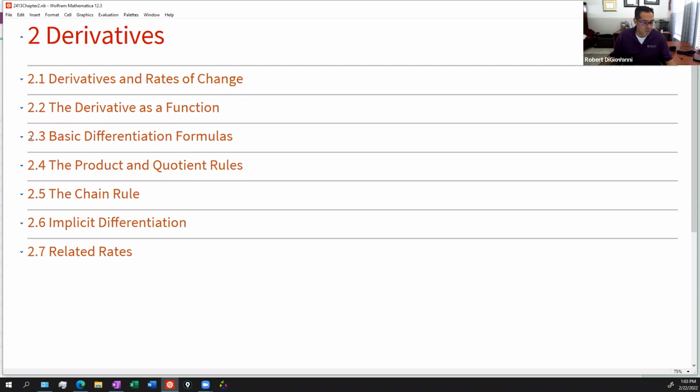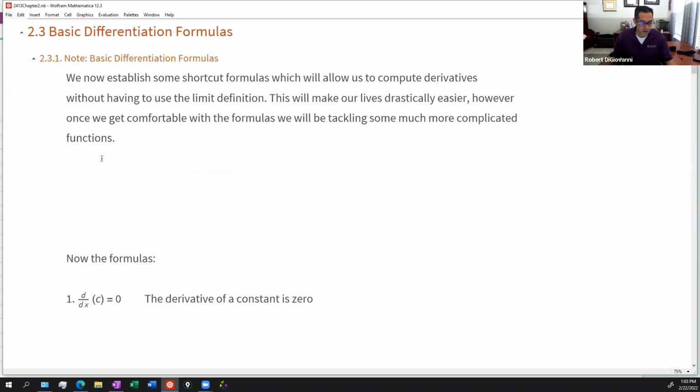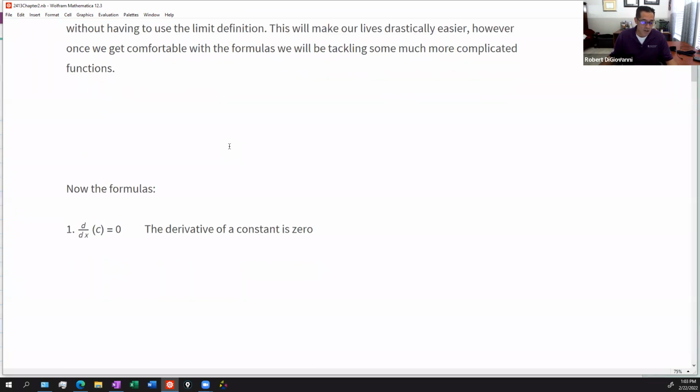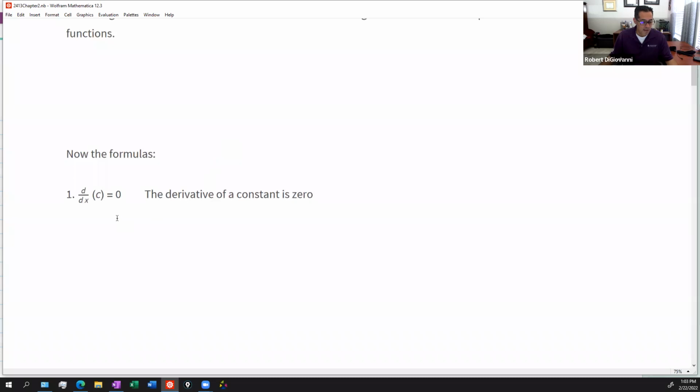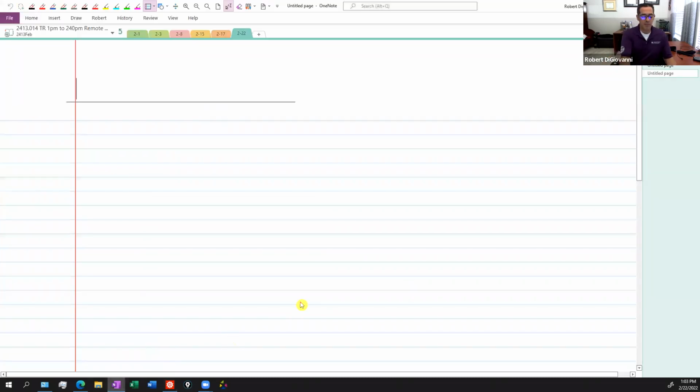So we're starting out 2.3, basic differentiation formulas. This is me just telling you the same thing. We now have shortcuts. Let's look at our very first one, and that is that the derivative of a constant is 0. There are several ways for me to write this. One thing I could do is say d/dx, remember the notation we were using, the Leibniz notation, the d/dx thing.